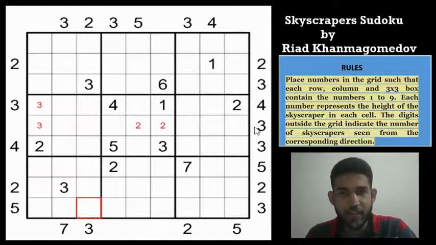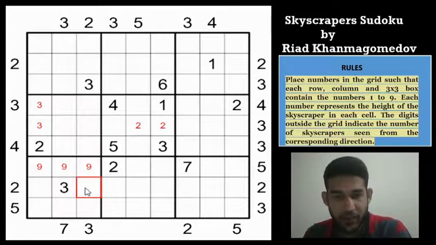You can start with any box. I am starting with box 7. So obviously 9 can be present in all these 3 cells because there is no outside clue to restrict, and 9 cannot be in this cell because the 2 clue will be violated. So if the 9 is here, then this clue will be a 1, so 9 can't be here, and 9 cannot be here as well because the 3 clue will be violated.